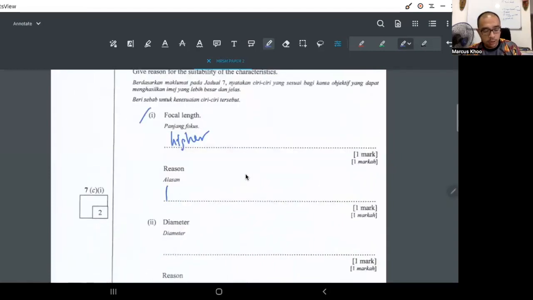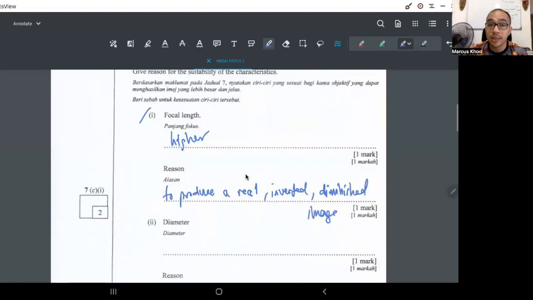The reason is to produce a real, inverted, and diminished image. This is the very standard answer. To produce a real, inverted, and diminished image.